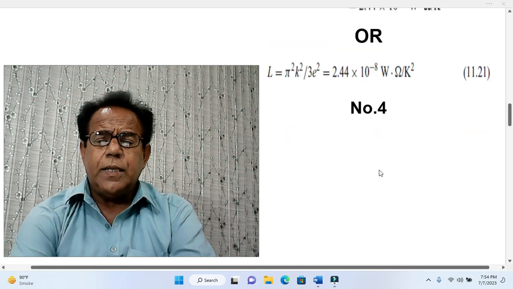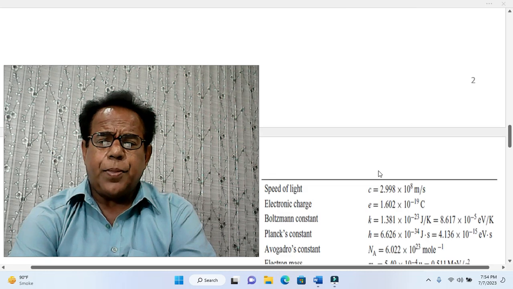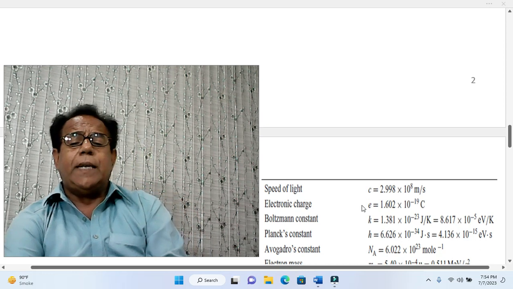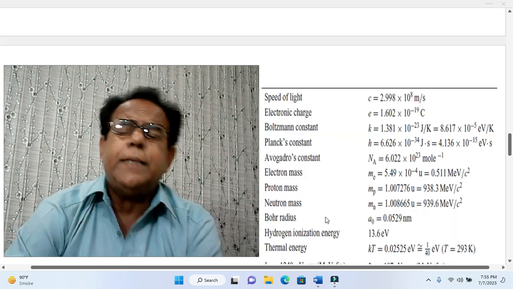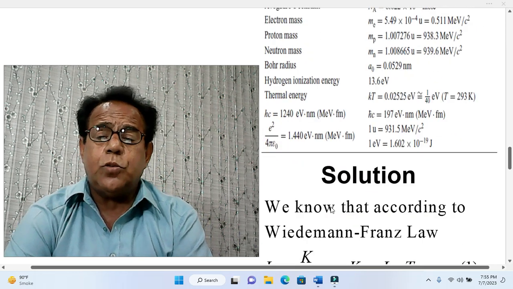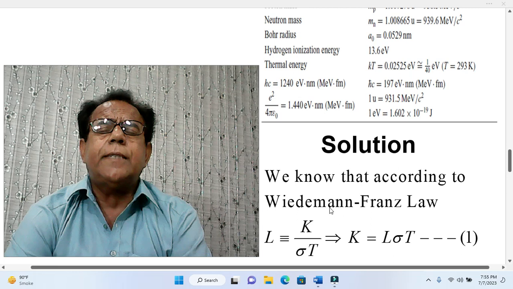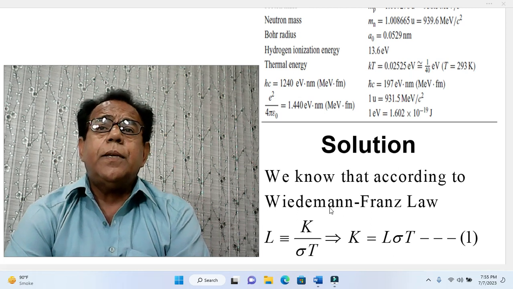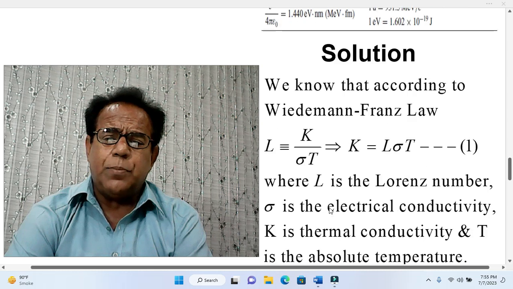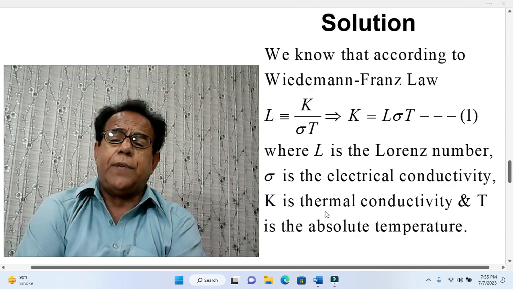Now we move to helping tool number 4. Helping tool number 4 is that table which has been used so many times in our problems, in our videos. So for the time being we skip the explanation of this tool. Now we come towards the solution.